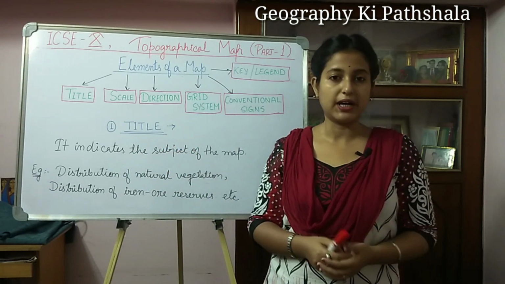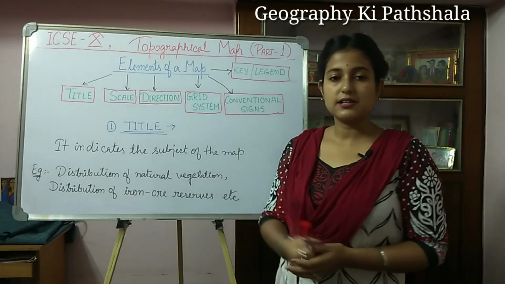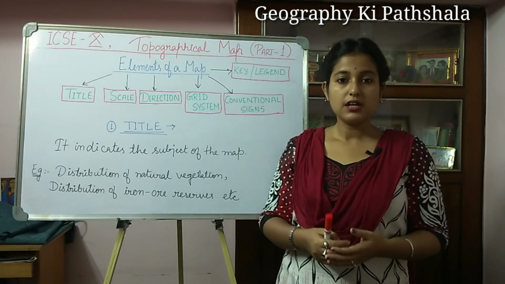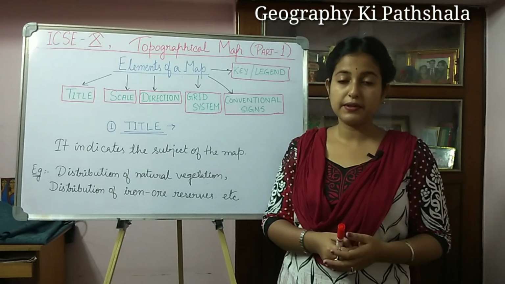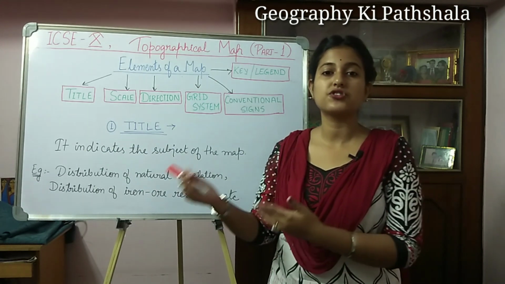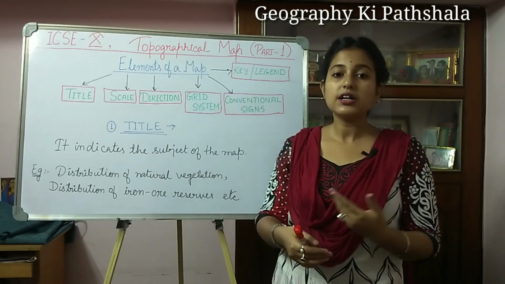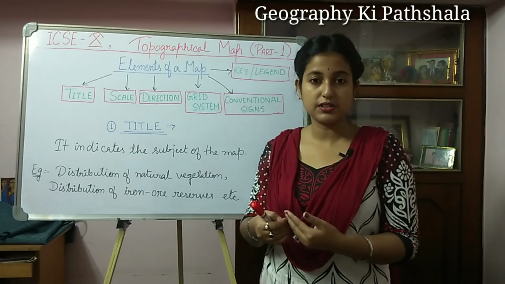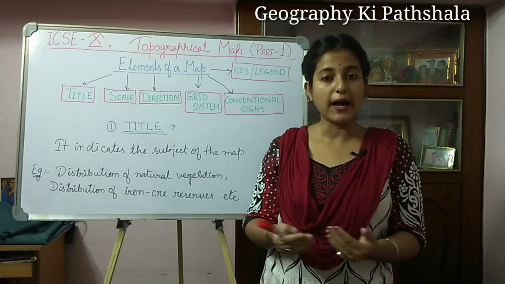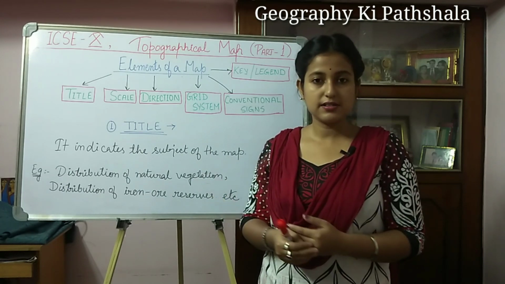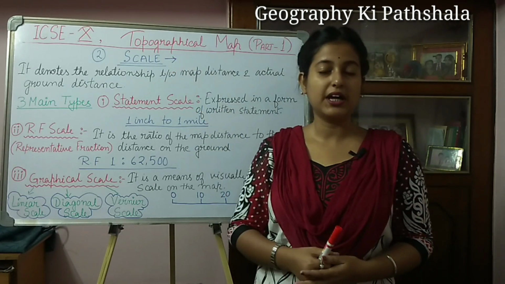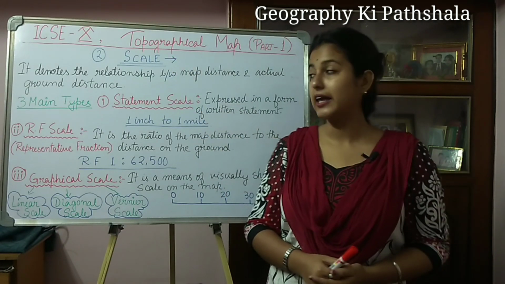So what do we mean by this? It indicates the subject of the map which we are representing. Suppose, for example, the distribution of natural vegetation, or the distribution of iron ore reserves, and we represent the map regarding that subject. Now here comes the second element of a map, which is scale.